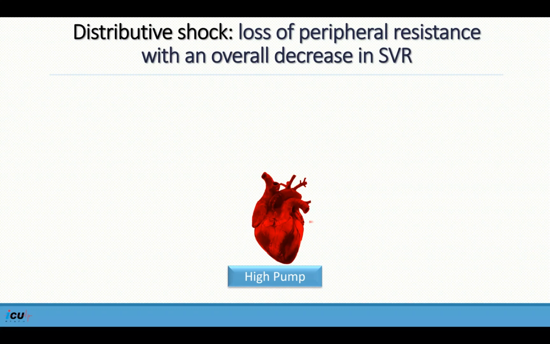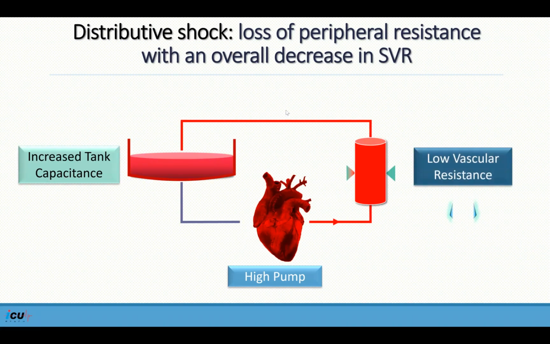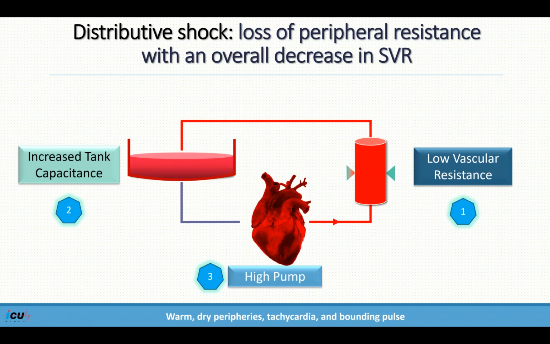So in this patient, we have a problem with the vascular resistance. This is our primary problem here. There's a decreased systemic vascular resistance. As a result of that, there's increased tank capacitance because of vasodilatation. The volume may be the same, but it is distributed in a larger capacitance right now, and the preload to the heart may be decreased, but the heart is pumping effectively, and you will see that the cardiac output in those cases is high. Clinically, those patients would manifest with warm, dry peripheries, tachycardia, and a pounding pulse.